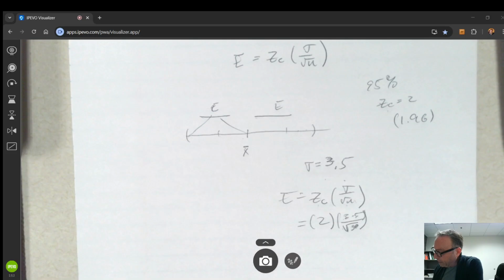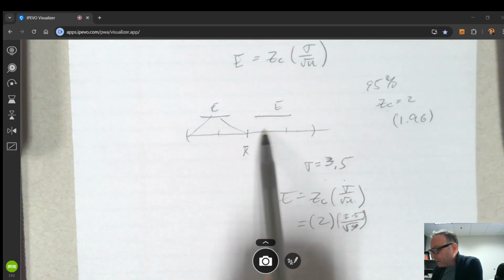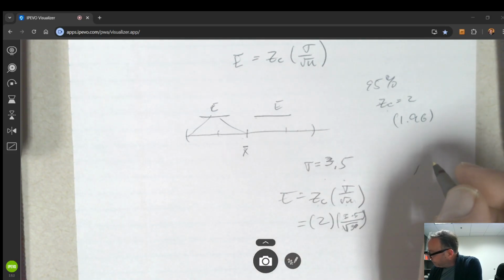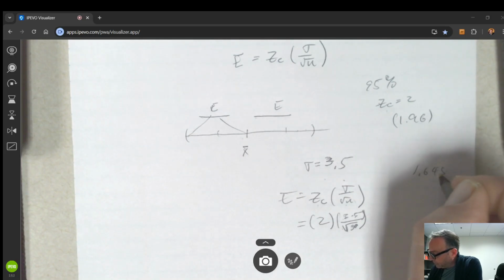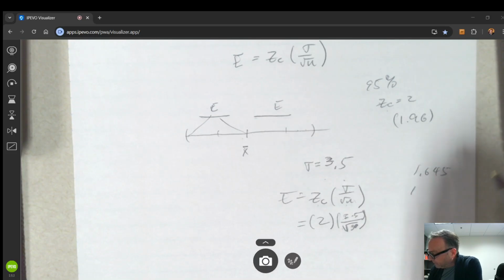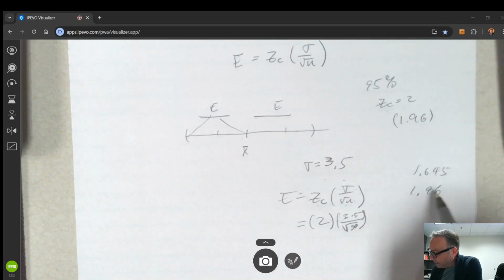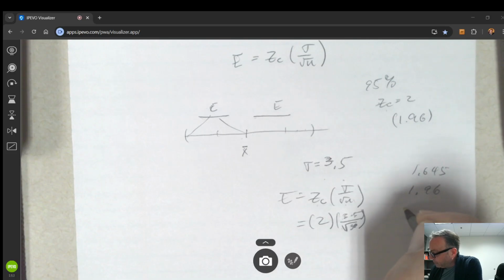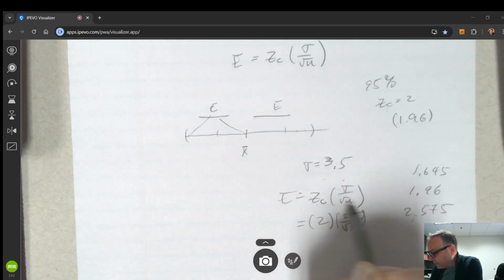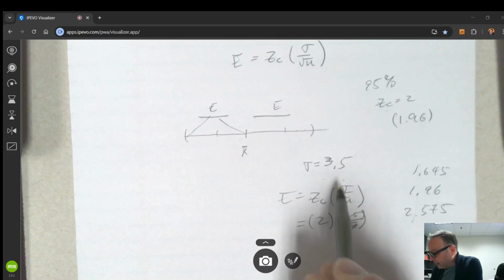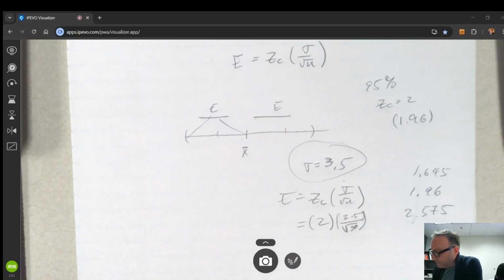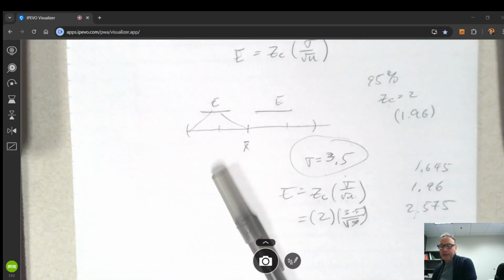In other words, to get this error term, you need to know the number of standard deviations, which is going to be 1.645 for a 90% confidence interval, or 1.96 for 95%, or 2.575 for 99%. So that Z term is going to be one of these 3. And then this one I have to get from my data: the population standard deviation divided by the square root of the sample size. So anyway, that's kind of it.